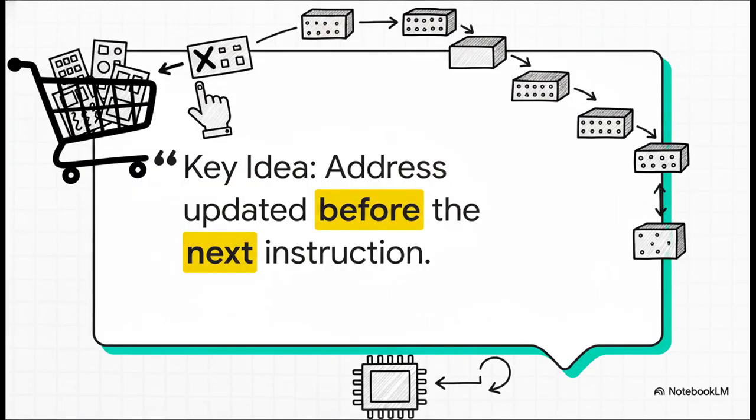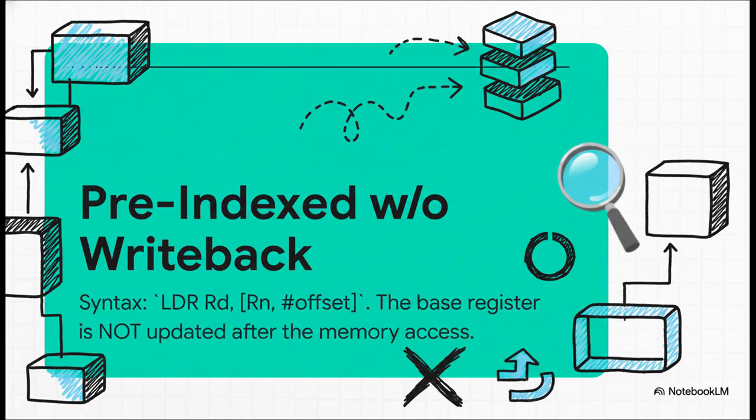So the big idea here is this. It's like you're going down a shopping list, you grab the first item, and in one single fluid motion, you cross it off and slide your finger down to the next one on the list. Super efficient. All right, let's move on to our second technique, which builds right on top of the first.